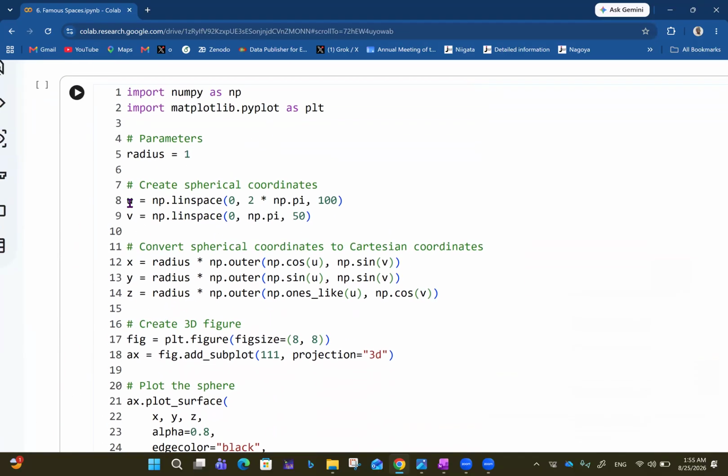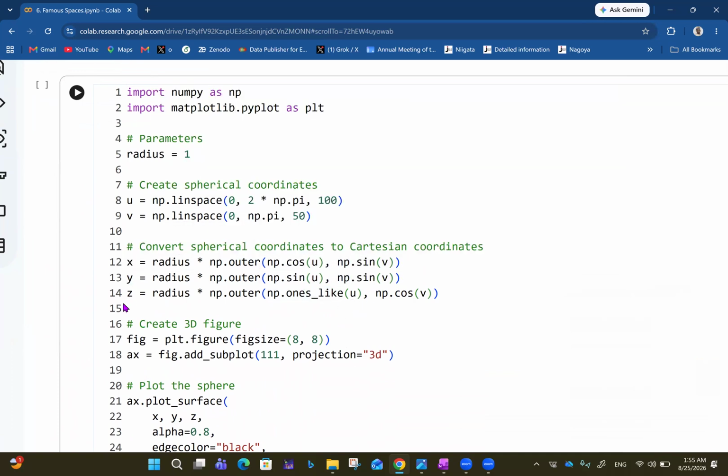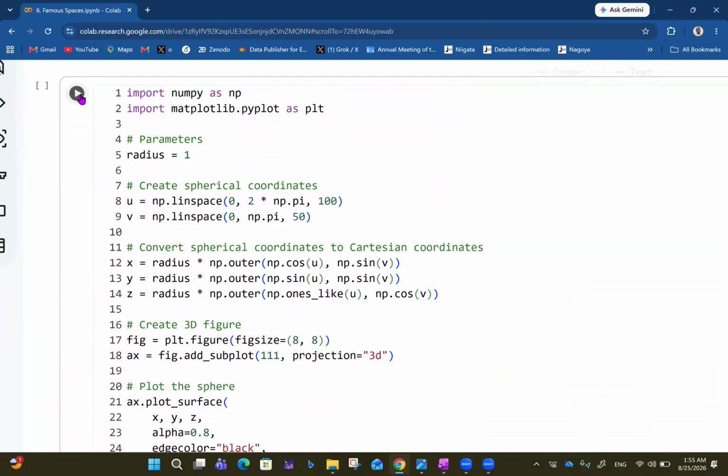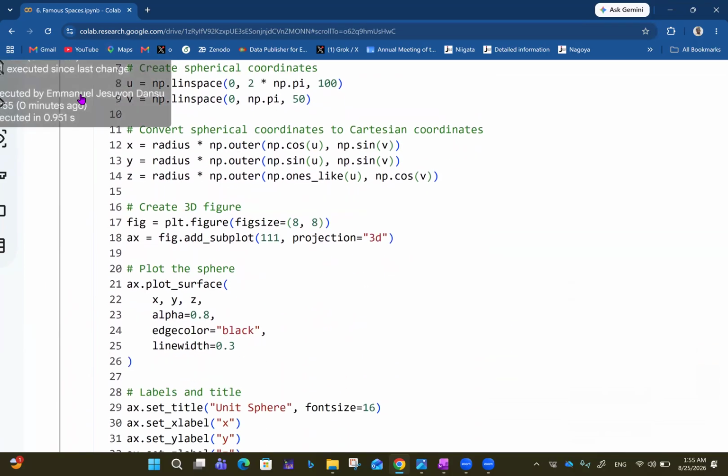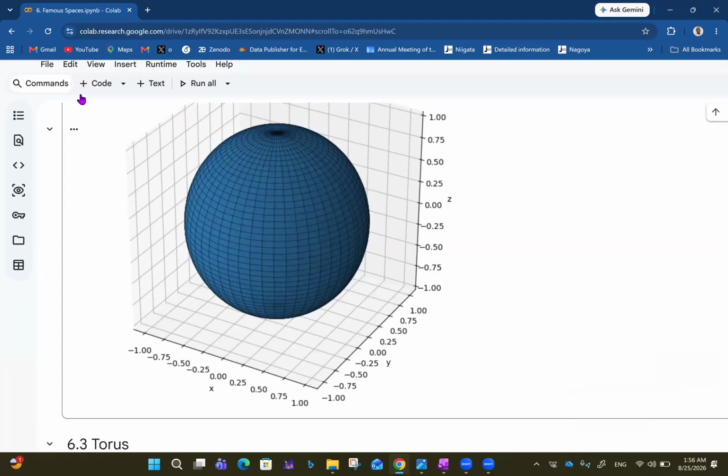So this is us declaring u here. We have u from 0 to 2π, v from 0 to π, and then for the x, we have the radius, the outer cos u sin v, then y. So u and v are defined here, and then they are used inside here. And for z, we have the radius times np.ones_like(u) and cos v, like that, and then we run this whole code, and we get the sphere this way.